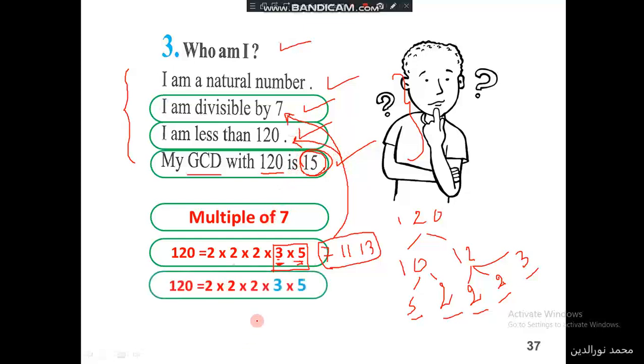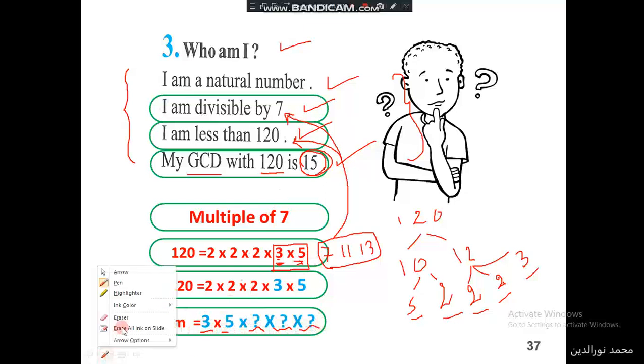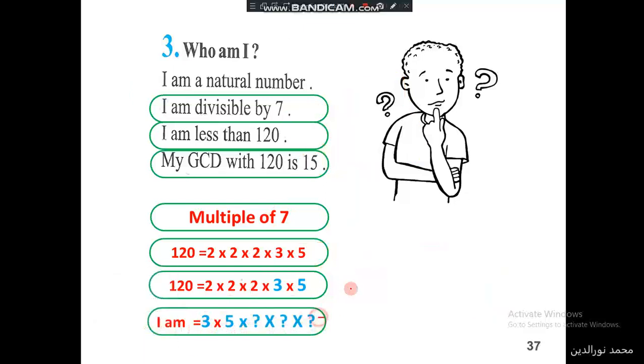as we said before, 3 and 5 are the only common factors between this number and 120. And as we said, I am what? I am 3 times 5 times something else, on the condition that it's a multiple of 7 and less than 120.